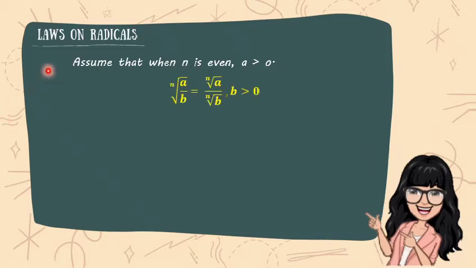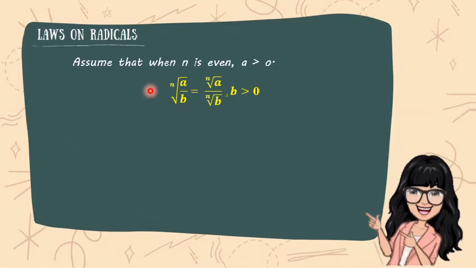We will proceed with the second law on radicals. The second law on radicals states that nth root of a divided by b is equal to nth root of a divided by nth root of b, where your b must be greater than 0. That means to say your b must be positive. It cannot be equal to 0, because if that will happen, we will have an undefined answer, because your denominator is equal to 0, and we cannot have a negative number because we have assumed here that your n is even. Again, if your n is even, your radicand must be positive.